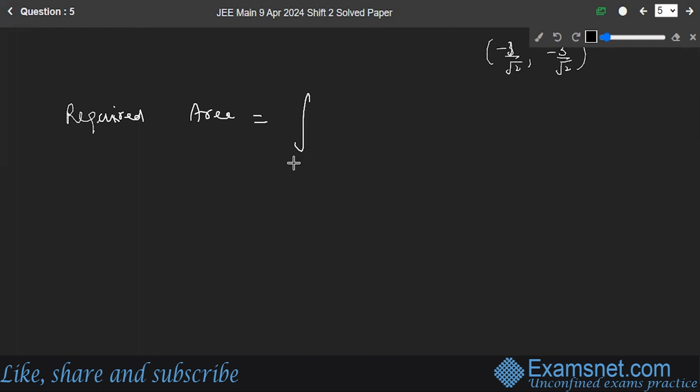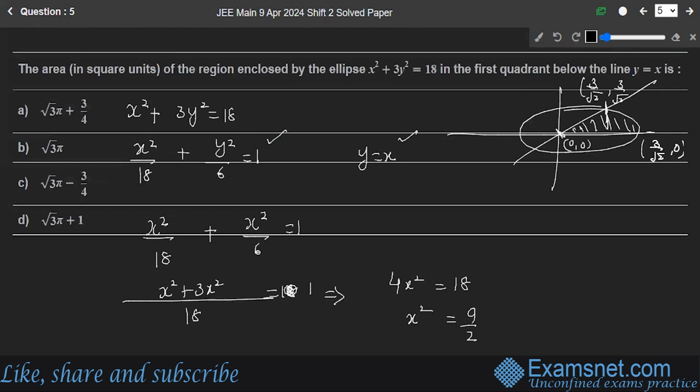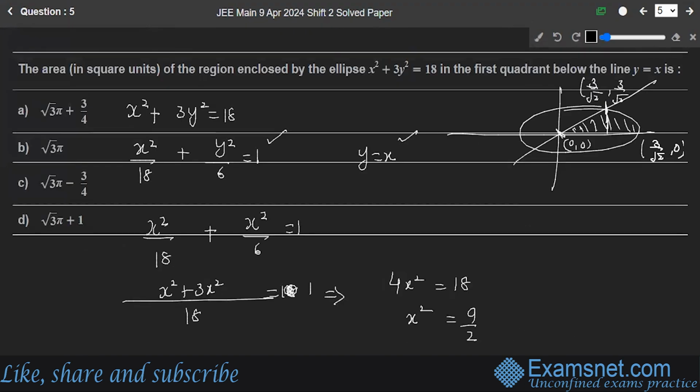the area for that line, that is 0 to 3 upon root 2 x dx, plus the area taken by that ellipse, because you have to take this area also. So it will be the area for the ellipse, which will be given by this ellipse, from this point to this point. There is a small mistake. This point was 3 upon root 2, 0.